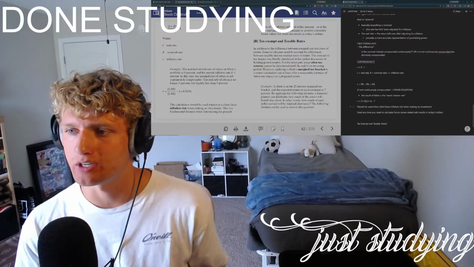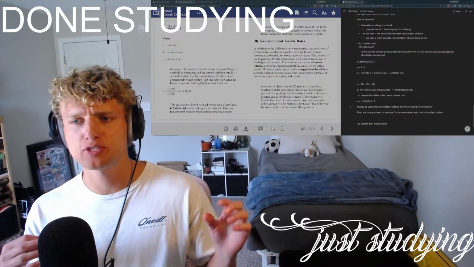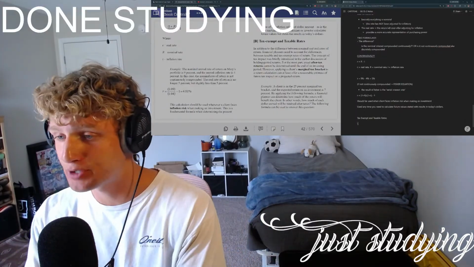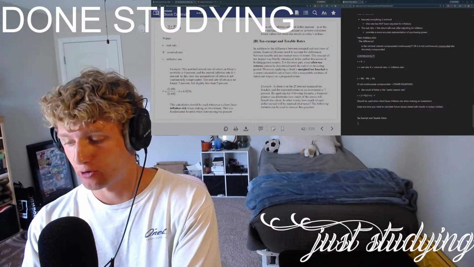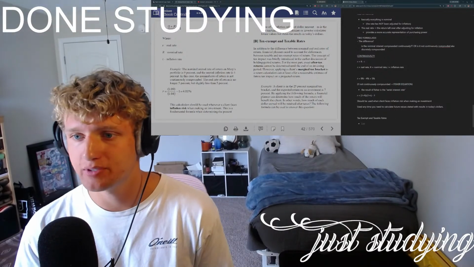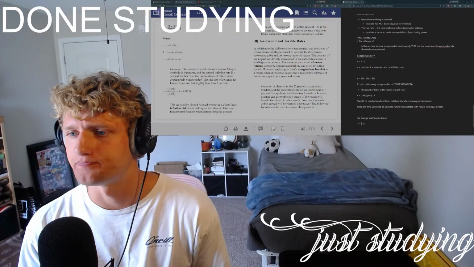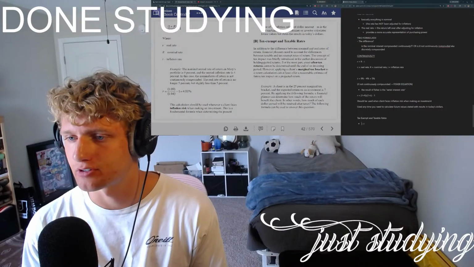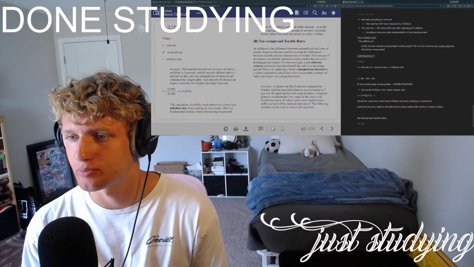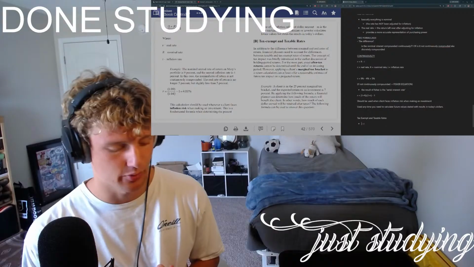In addition to the difference between nominal rates and the rates of return, financial planners need to account for differences between taxable and tax-exempt rates of return. Very interesting. The concept of tax impact was briefly introduced earlier. For the most part, exact after-tax returns cannot be determined until the end of an investment period. However, apply a client's marginal tax bracket.